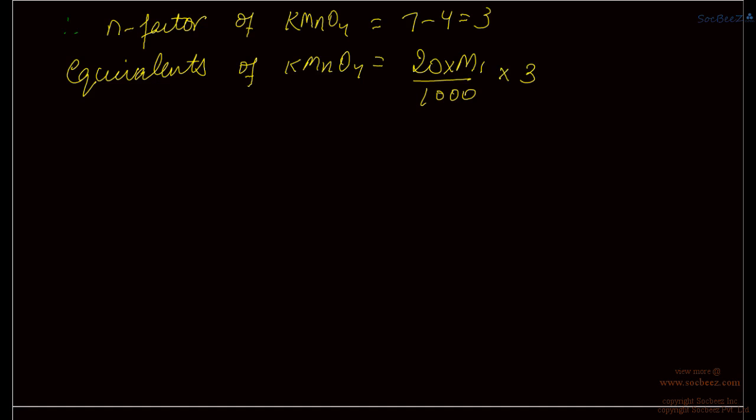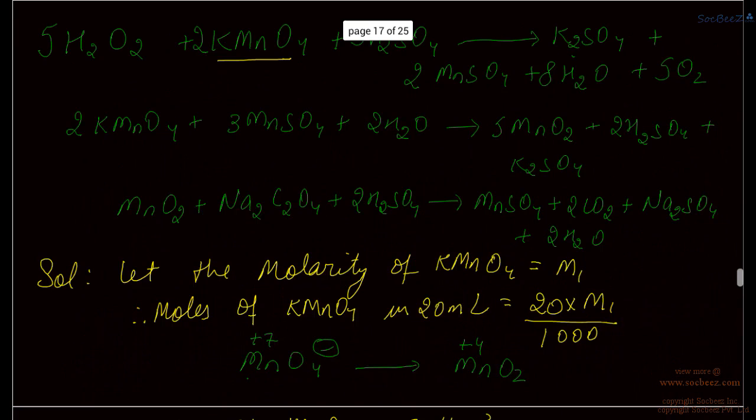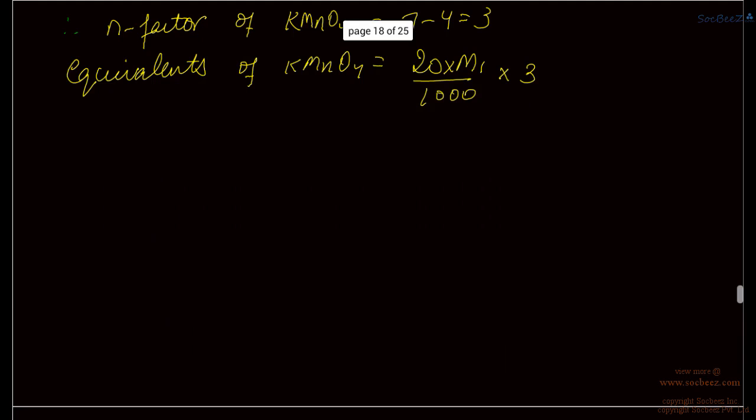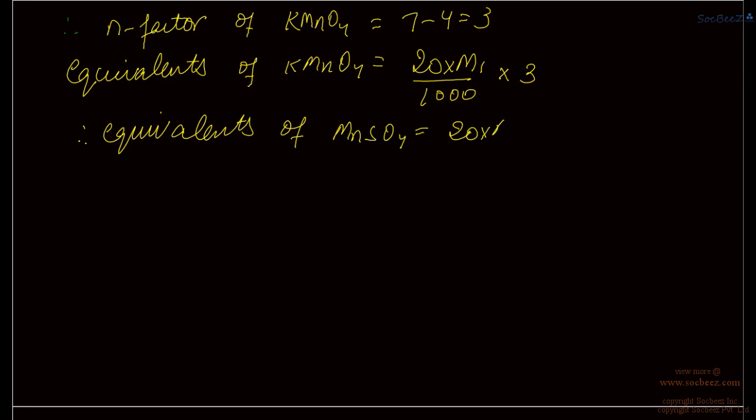So we have got the equivalence of KMnO4 used. Now, since KMnO4 is reacting with MnSO4 here, the same volume, therefore the amount is same, hence the same number of equivalents is reacting with MnSO4. Therefore, the total number of equivalents of MnSO4 should be equal to the total number of equivalents of KMnO4. Hence, we can say that, therefore, equivalence of MnSO4 equals 20 into M1 into 3 upon 1000.